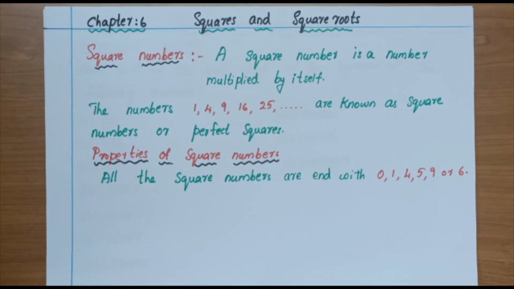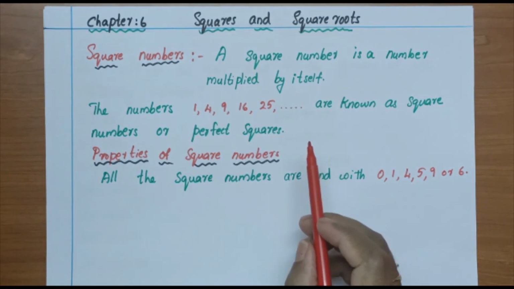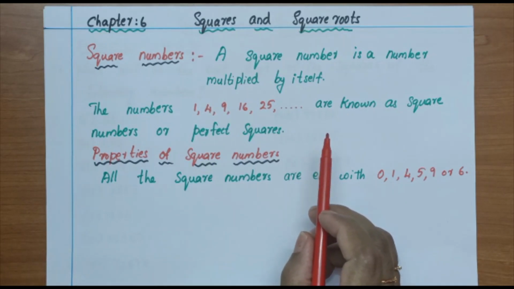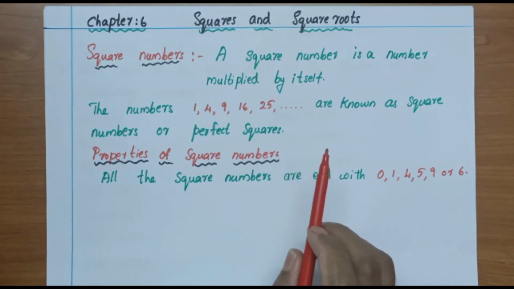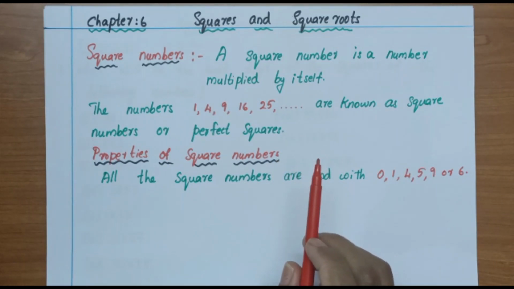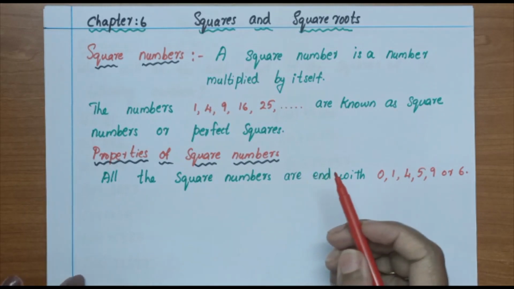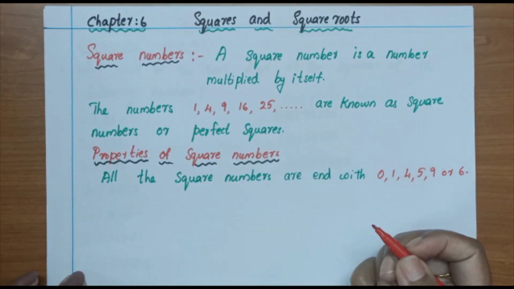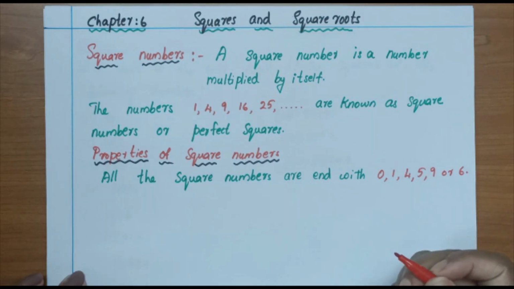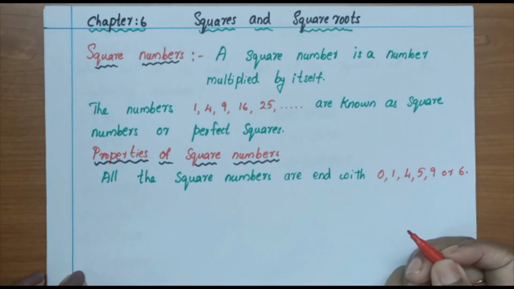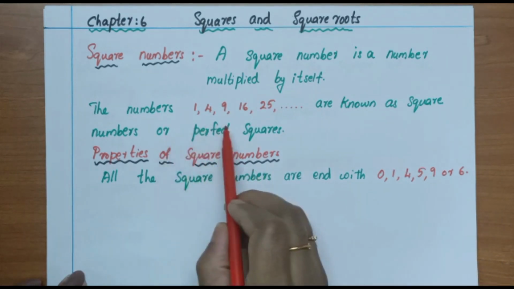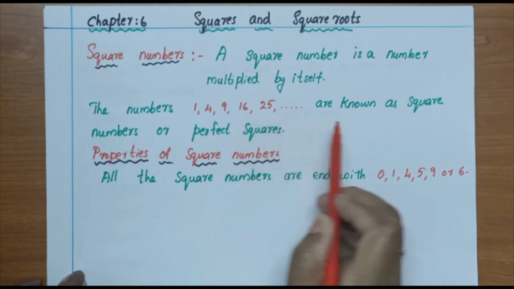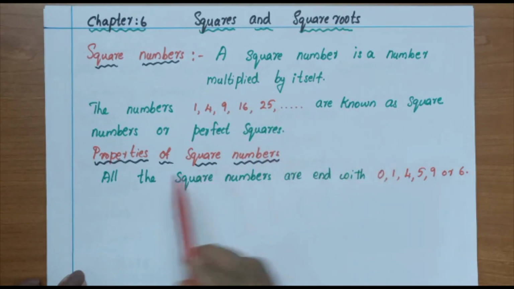So what are square numbers? A square number is a number multiplied by itself. Or otherwise, we can say that when you multiply a number 2 times, that is, a number multiplied by itself, we get a square number. For example, 1 into 1 is 1, 2 into 2 is 4, 3 into 3 is 9, 4 into 4 is 16, 10 into 10 is 100, 11 into 11 is 121, like that. So the numbers 1, 4, 9, 16, 25, etc. are known as square numbers or perfect squares.